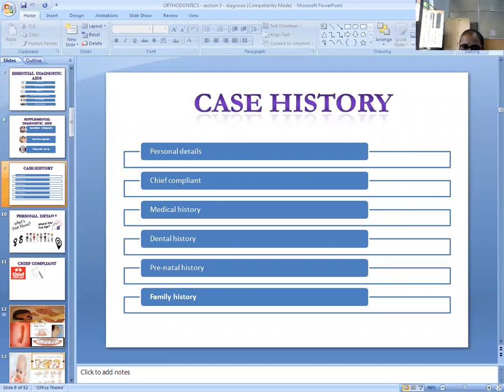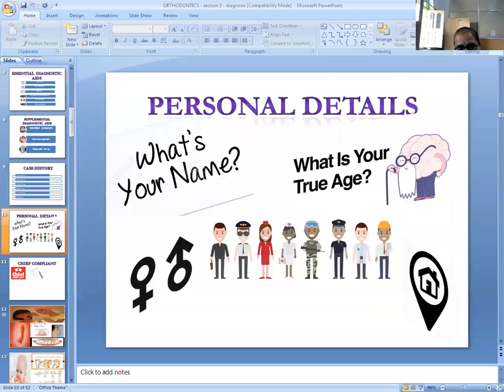Now starting with case history. What all things do we see in case history? First will be personal details, then chief complaint, medical history, dental history, prenatal history, and family history. Starting with personal details, personal details will start from the name of the patient.